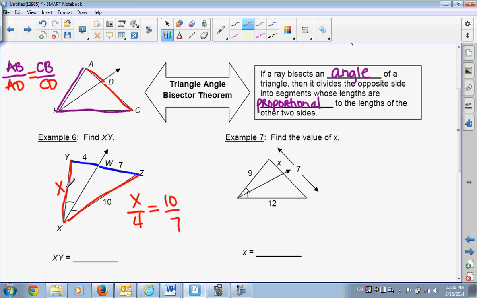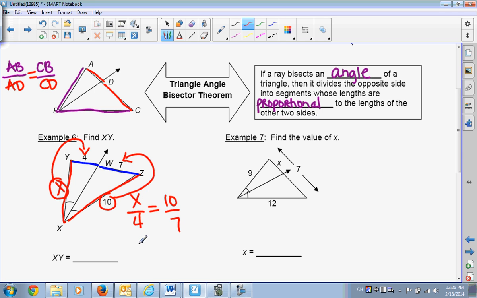Okay, I also like to, this kind of makes a fun little ram head right here. So x over 4, 10 over 7. Or you could do it vice versa, 4 over x, 7 over 10. Or you could do x over 10 equals 4 over 7. There's so many different ways to set up your proportion correctly.